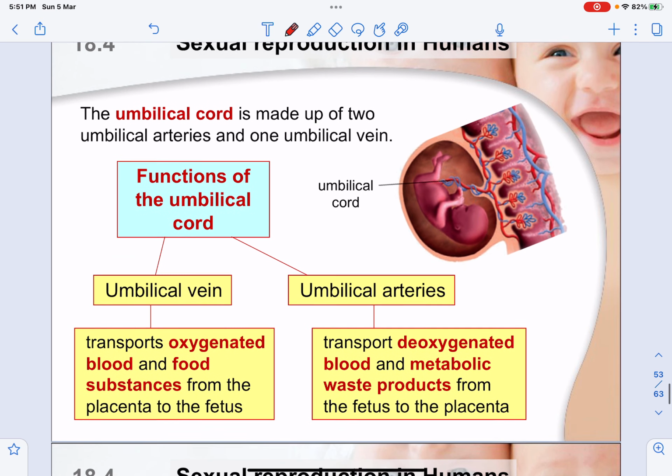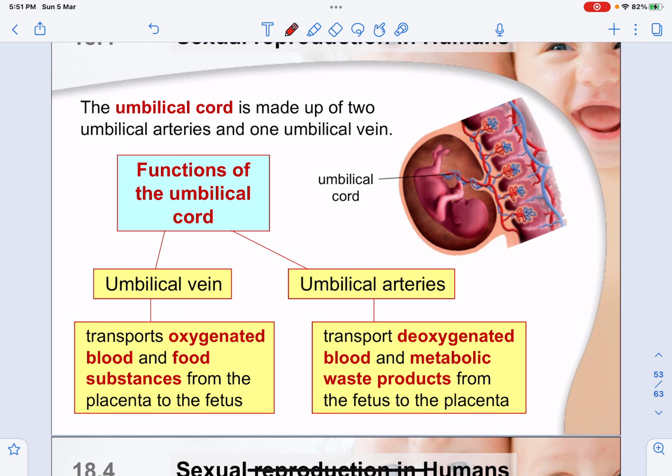For example, the oxygen the fetus needs will diffuse from the maternal blood capillaries into the fetus. The umbilical cord is made up of two umbilical arteries and one umbilical vein. The function of the umbilical vein is to transport oxygenated blood and food substances from the placenta to the fetus. The umbilical arteries transport deoxygenated blood and metabolic waste products from the fetus to the placenta.